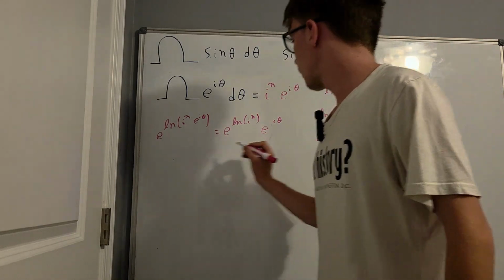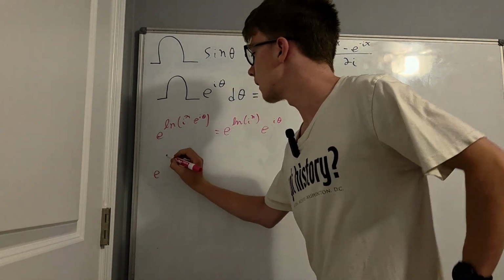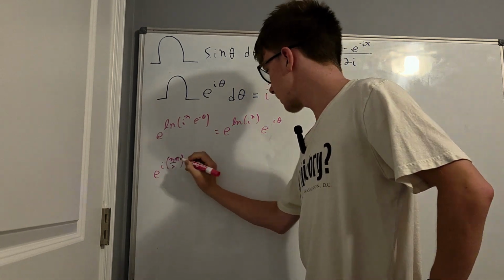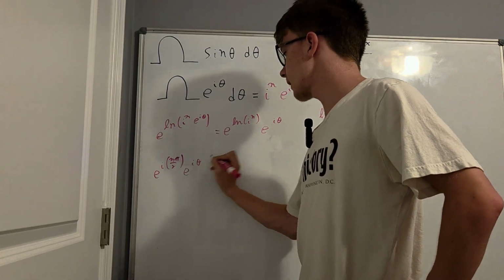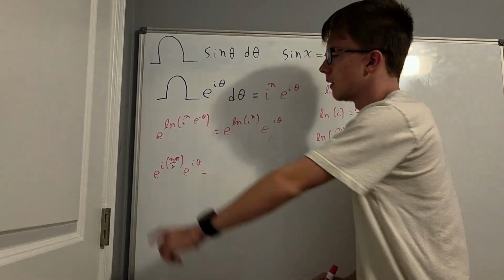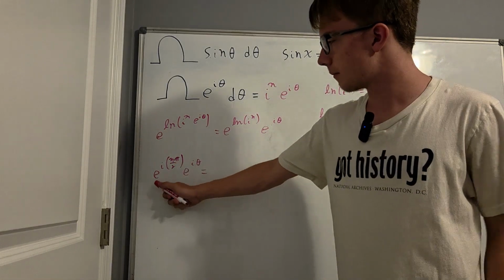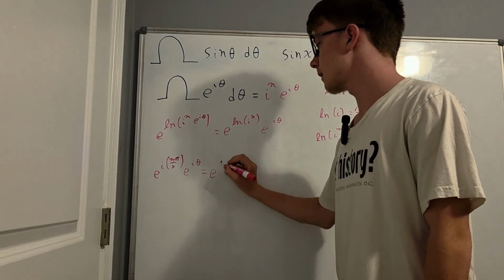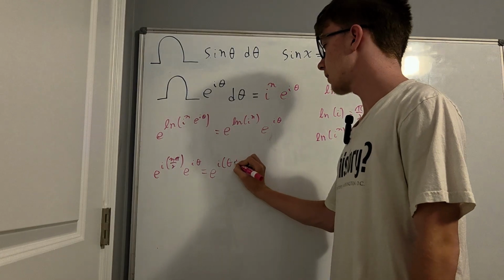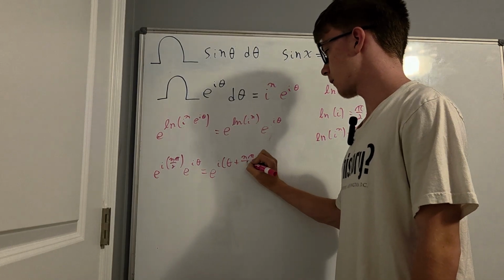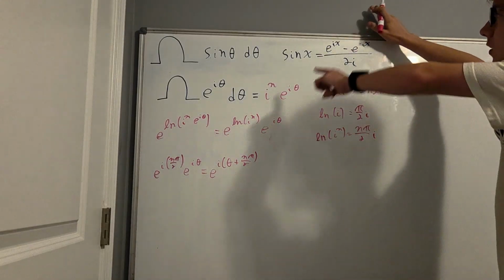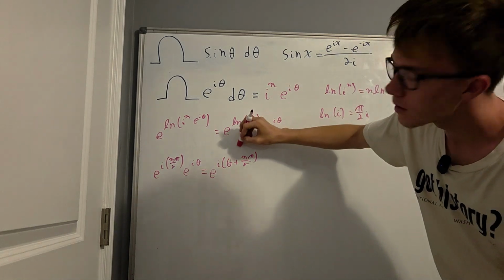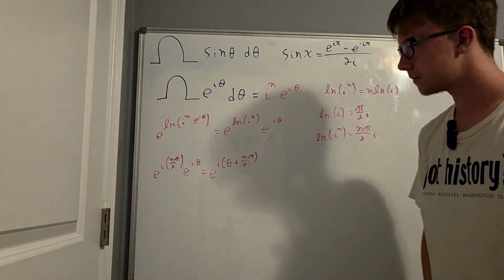Now I'm going to go back over here and plug that in. We're going to have e to the i times n pi over 2 times e to the i theta, which is equal to, we can combine it, so we add these together. And when we do that, we get e to the i theta plus n pi over 2. Now, that's meant to represent this term up here, the derivative of e to the ix. And if you look here, the x is just replaced by theta plus n pi over 2.